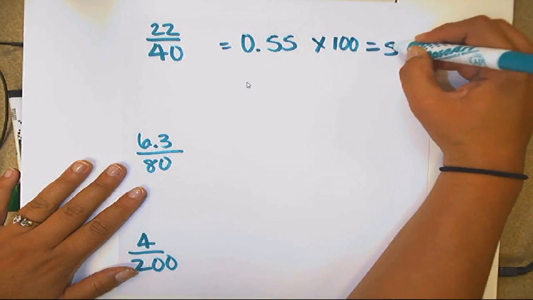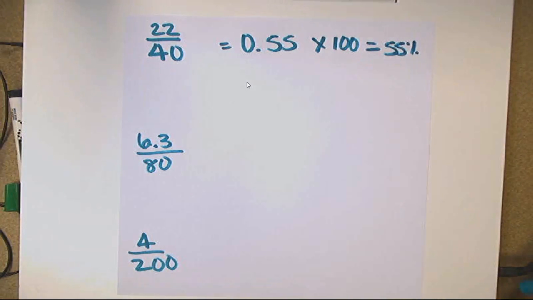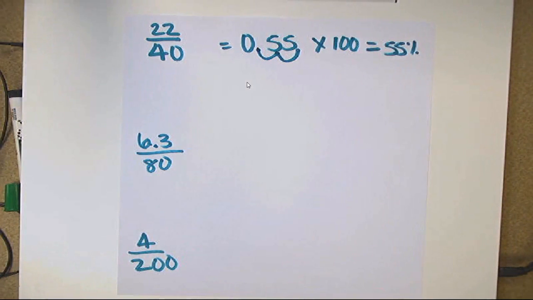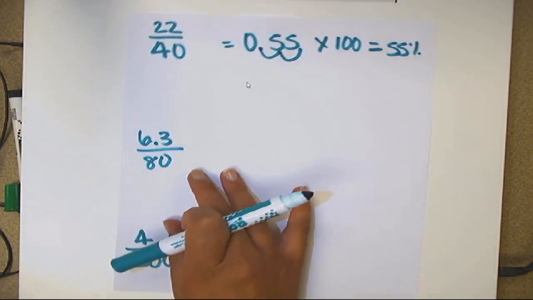If you don't use a calculator, remember when you're multiplying by 100, all you have to do is move your decimal point 2 places to the right. So move that over 2 places to the right, and it gave me my 55%. Okay, so to answer the question, what percentage of 40 is 22? The answer is 55%. Let's do the next one.